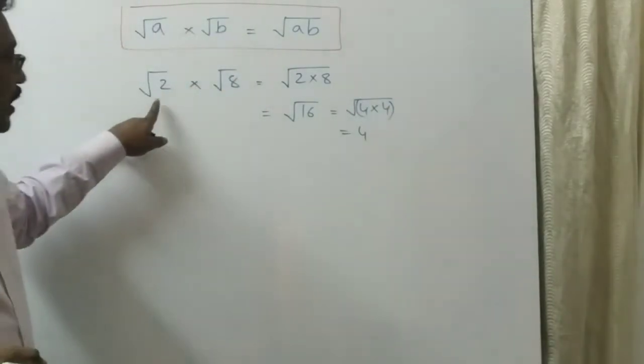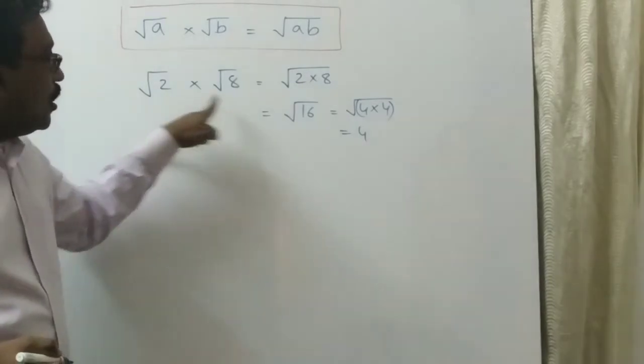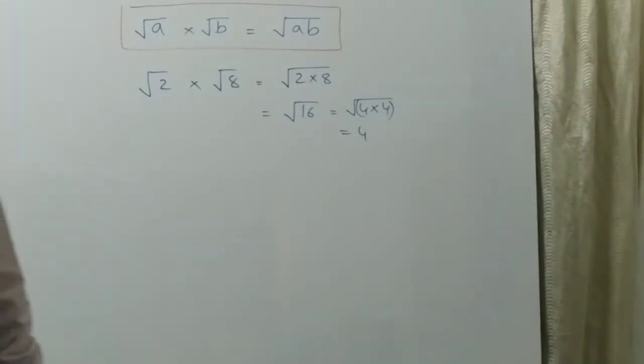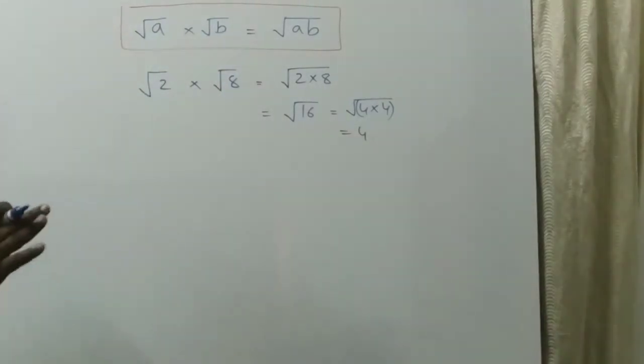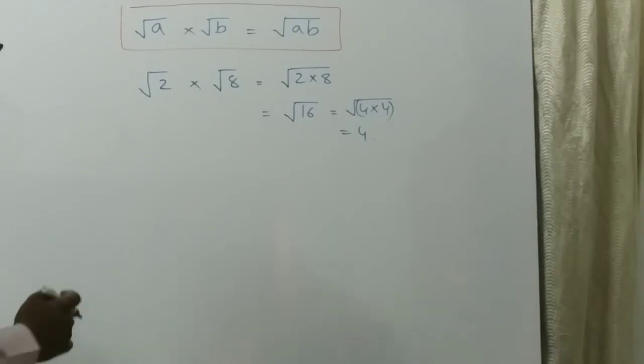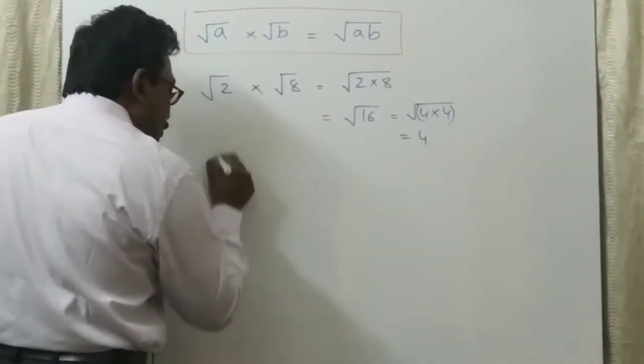So, root 2 is not a perfect square, root 8 is not a perfect square, but the product of root 2 and root 8 is root of 2 into 8. By using this formula, root A into root B is equal to root of AB, we can multiply. It extends to variables also.